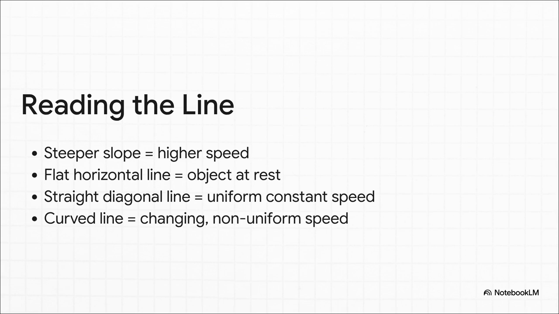A steeper slope? That means a higher speed. A completely flat, horizontal line? Well, time is passing, but the distance isn't changing at all, so the object is perfectly at rest. A straight diagonal line indicates beautifully uniform, constant speed. But what if you see a curved line? That means the speed is constantly changing. That right there is our non-uniform motion. That's our poor car fighting through rush hour city traffic.